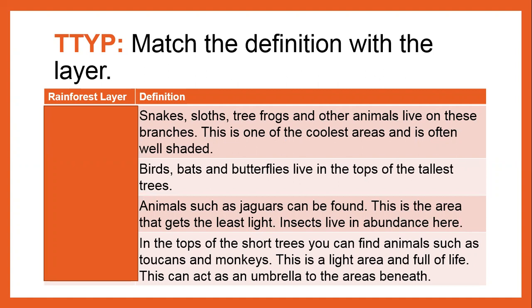Then the second definition: birds, bats, and butterflies live in the tops of the tallest trees. Then we have: animals such as jaguars can be found. This is the area that gets the least sunlight, and insects live in abundance here. And then our last definition: in the tops of the short trees, you can find animals such as toucans and monkeys. This is a light area and full of life. This can act as an umbrella to the areas beneath.